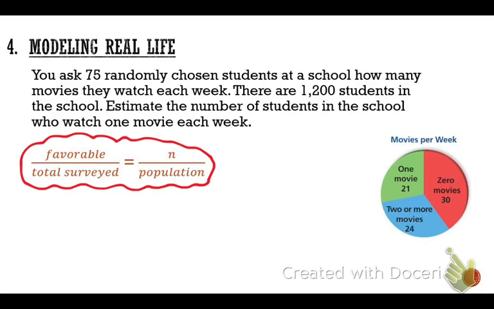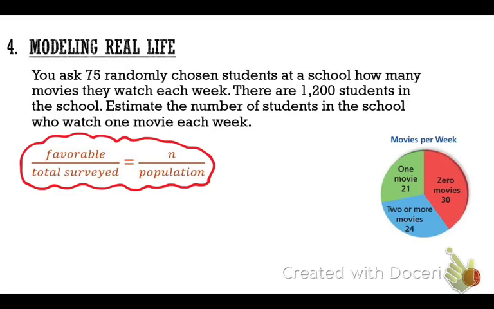So here's what happens. There's 1,200 students in a school. Why do you think I don't go and ask all 1,200 students? It would take me too long. So instead I'm just going to get a sample of that big population. Estimate. What does the word estimate mean? Take a smart, educated guess about the number of students in the school who watch one movie every week. So the first thing, according to this little pie chart, how many students watch one movie exactly per week?